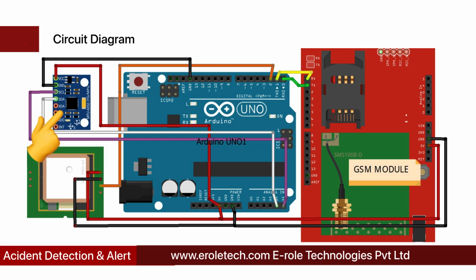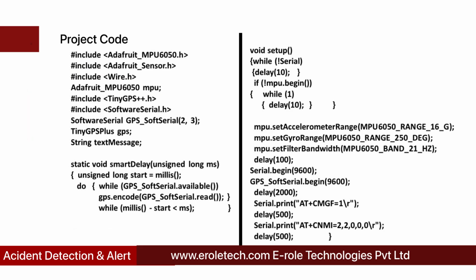MPU 6050 tilt sensor has 4 main pins: VCC, ground, SCL, and SDA. SCL pin is connected with pin A5 of Arduino. SDA pin is connected with pin A4 of Arduino. This is the code of our project.